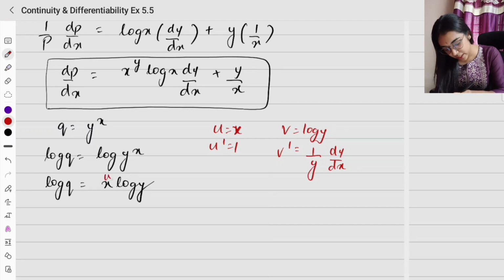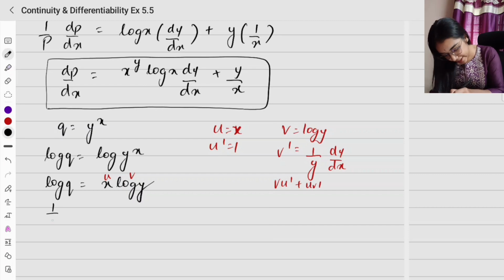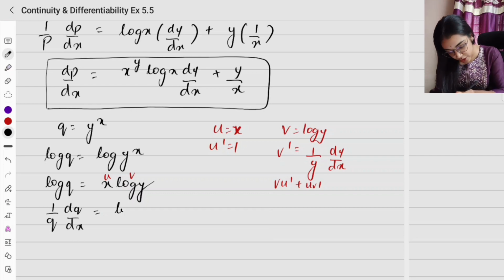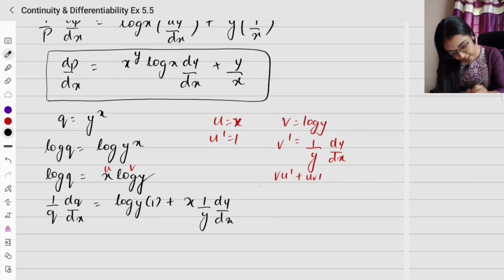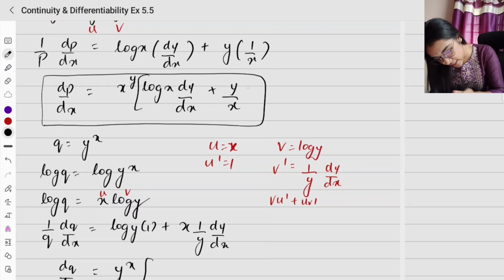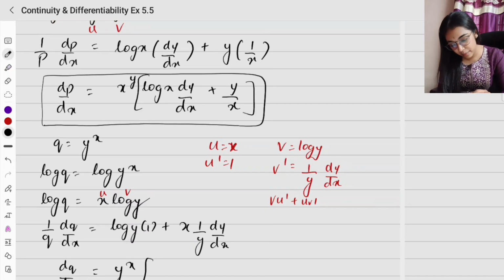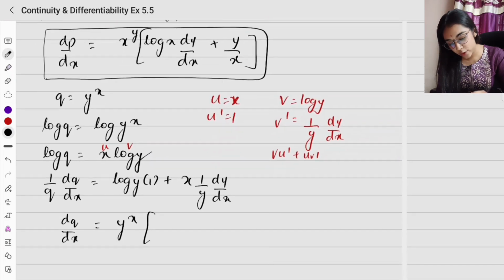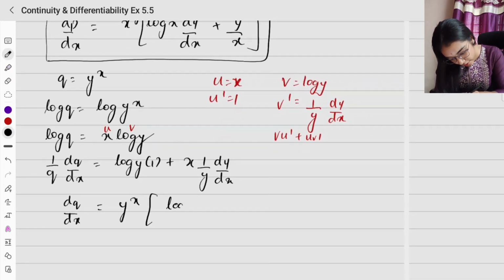So what will happen? vu dash plus uv dash, the same formula. I have 1 by q times dq divided by dx equals v u dash, which is log y times 1, plus uv dash, which is x times 1 by y times dy divided by dx. So what is dq by dx? It is going to be q times, which is y to the x times, this whole bracket. Don't forget, I am taking p to the other side, which is x to the y. It is for both the functions. Now y to the x of log y plus x by y dy by dx.